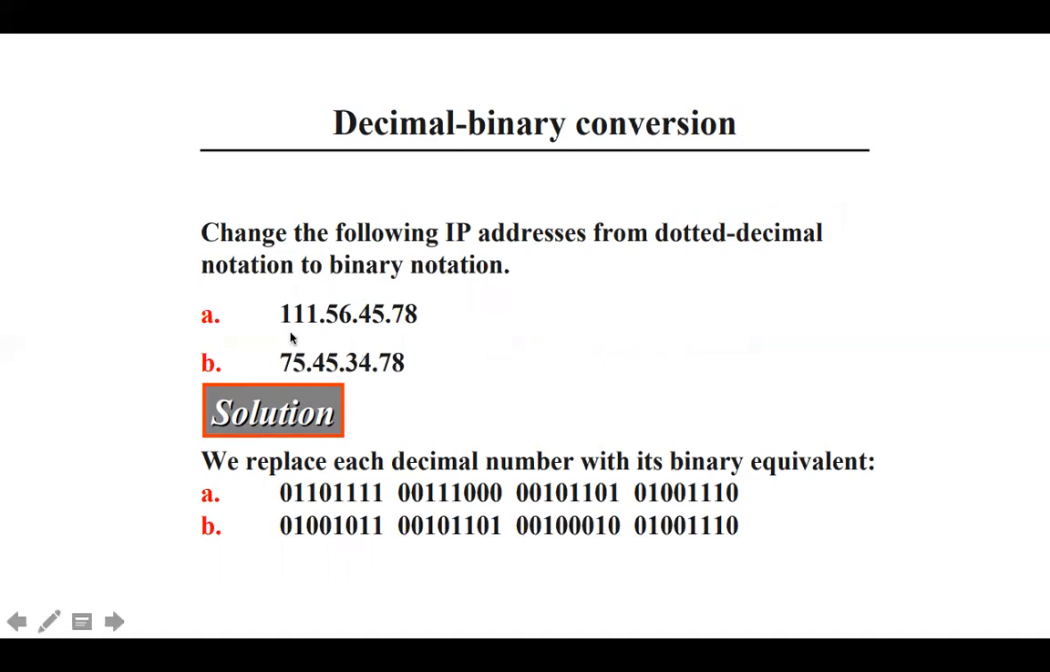So the first example A, 111, convert to binary, you will get 01101111. 56, convert to binary, you will get 00111000. 45, convert to binary, you will get 00101101. And 78, convert to binary, you will get 01001110. Next, you can recheck for example B.